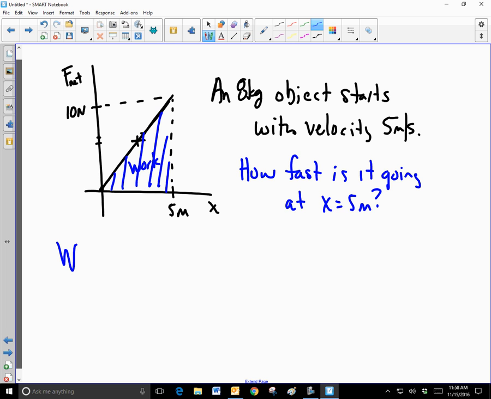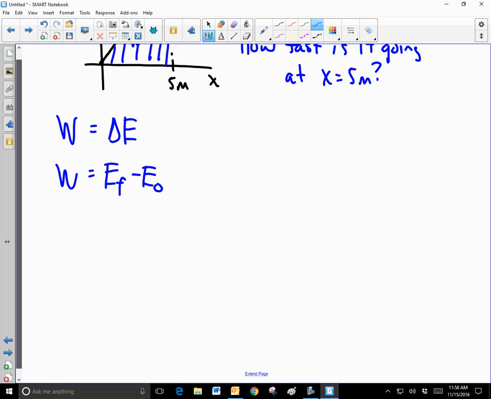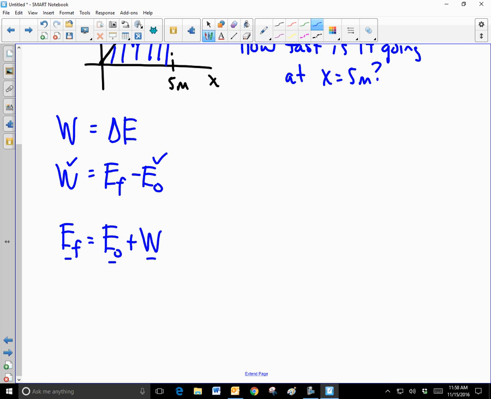If you want to kind of mathematically show it, we can say that work is change in energy. So work is the final minus the initial. In this case, we know the initial, and we can get the work. So the final amount of energy equals the initial plus however much work was done, right? So that's the end amount, how much I started with and how much changed. Finish, start, change. New is equal to old plus change.